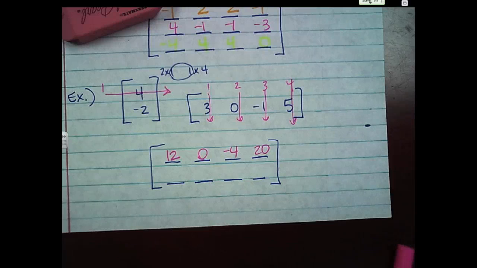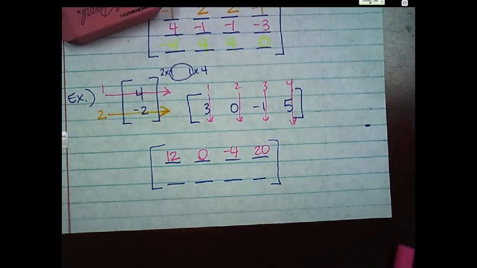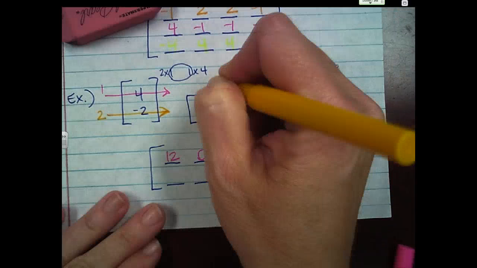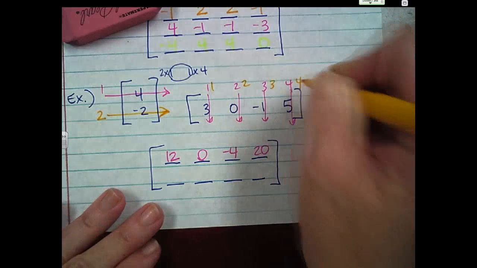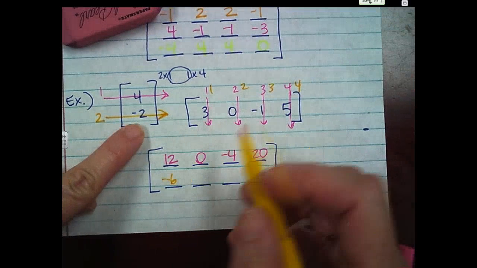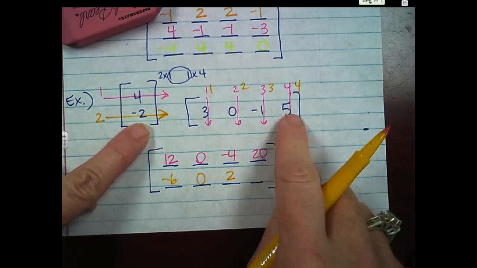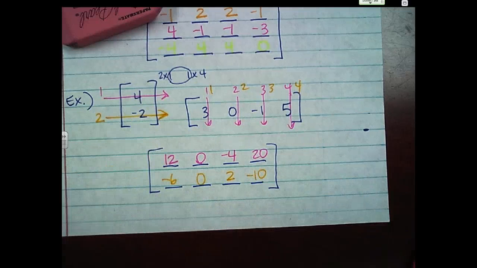Okay, if you want to go to the next one, you can. You go this way. But you go the same direction with the columns. So 3 and -2 make -6. -2 and 0 make 0. -2 and -1 make 2. And -2 and 5 make -10.